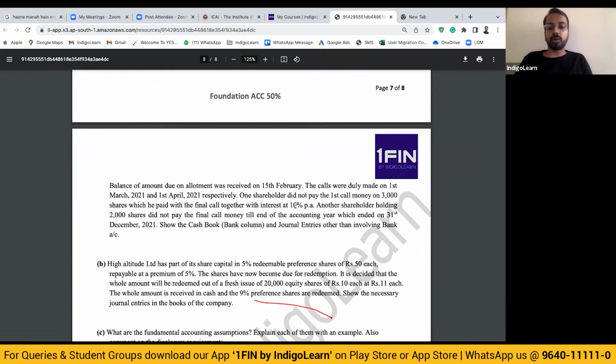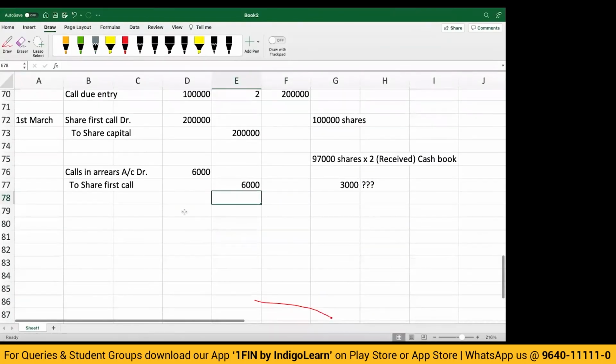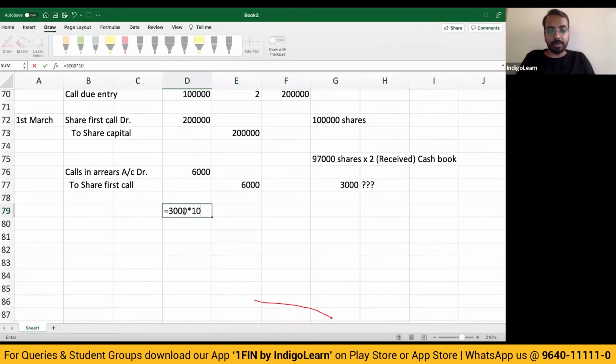Okay. So what you have to do is, when this shareholder did not pay the first call money on 3,000 shares, when did he pay that? He paid that along with the final call, along with 10% interest. So you will have to charge interest on this, 3,000 shares for 1 month. Are we clear on that? Yes, sir. So what you'll do is 6,000 multiplied by 10% divided by 12, which is 50 rupees.